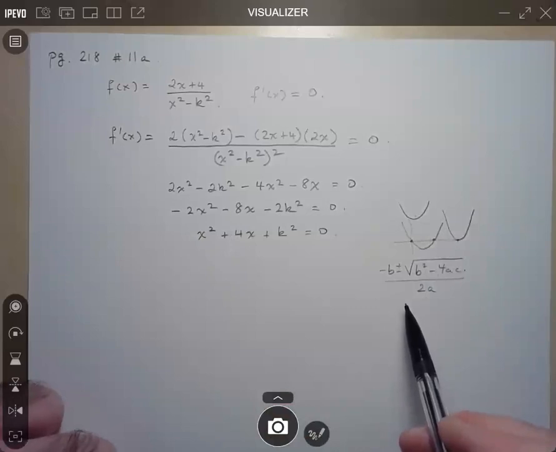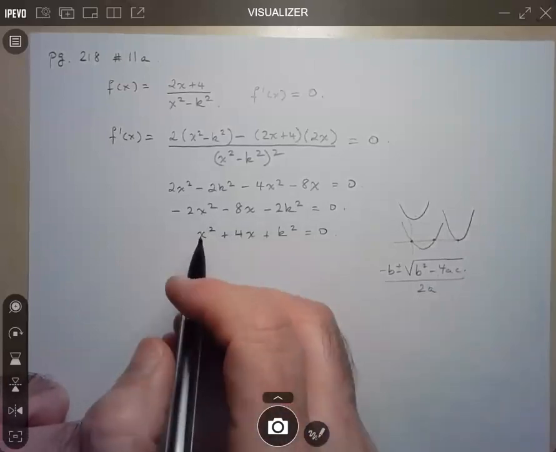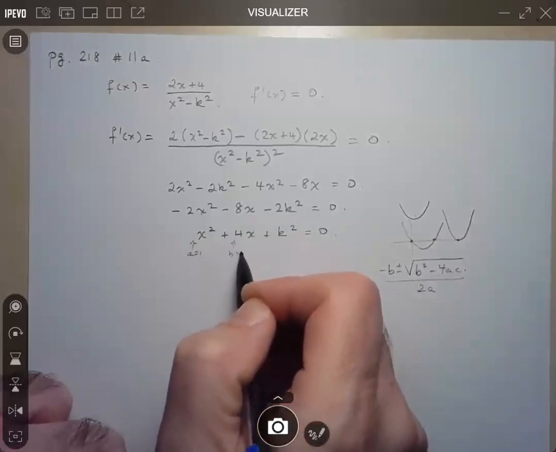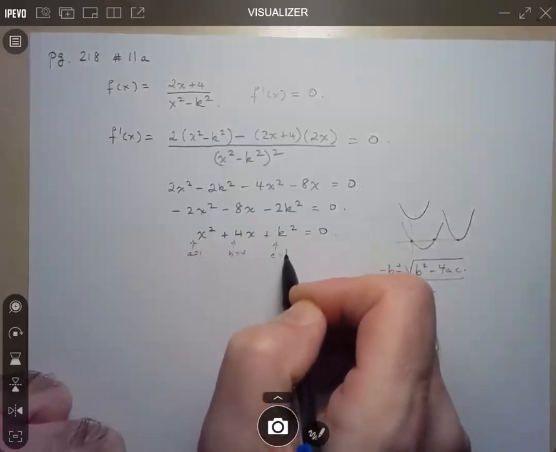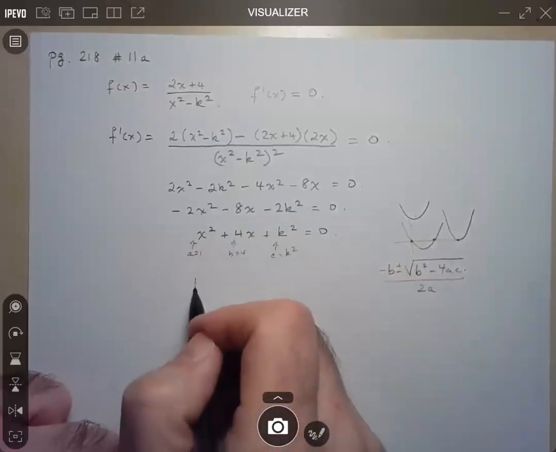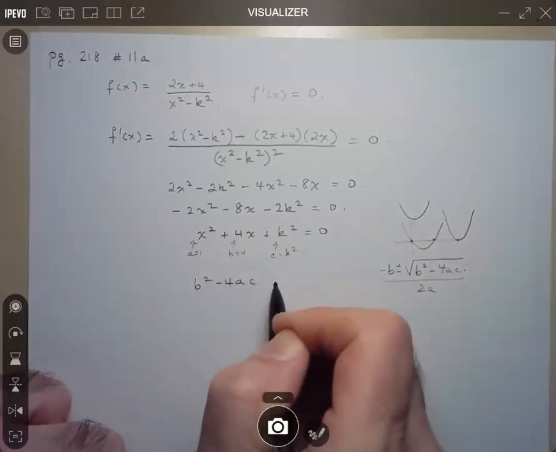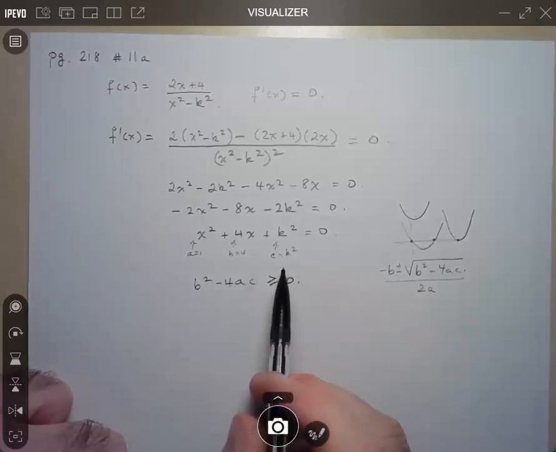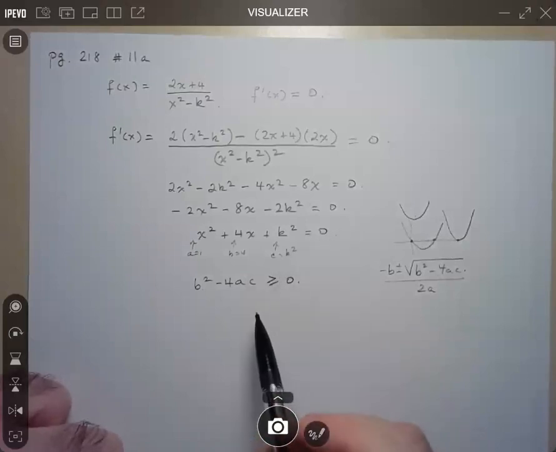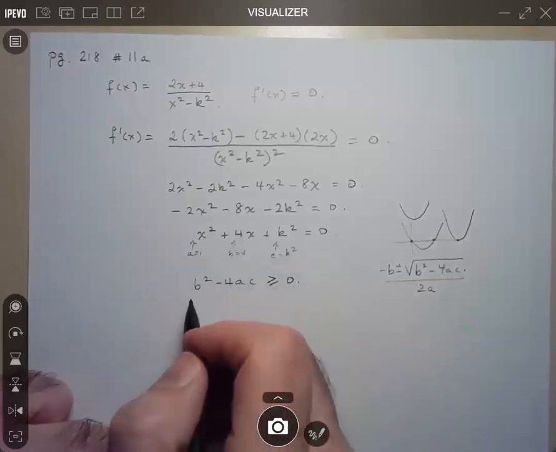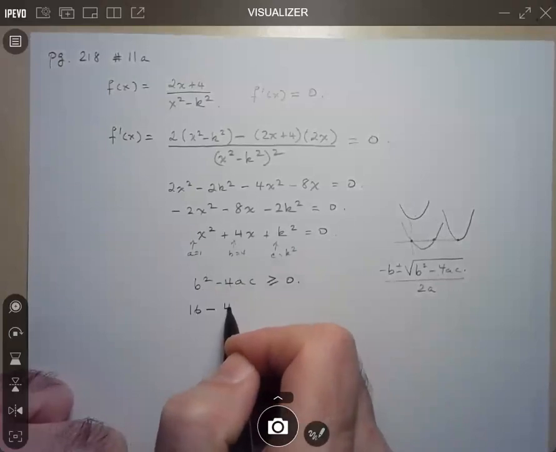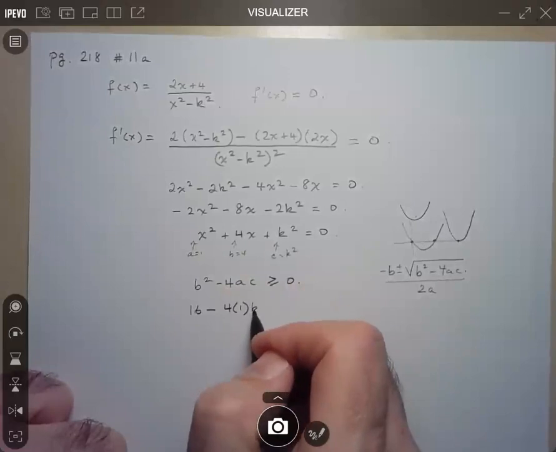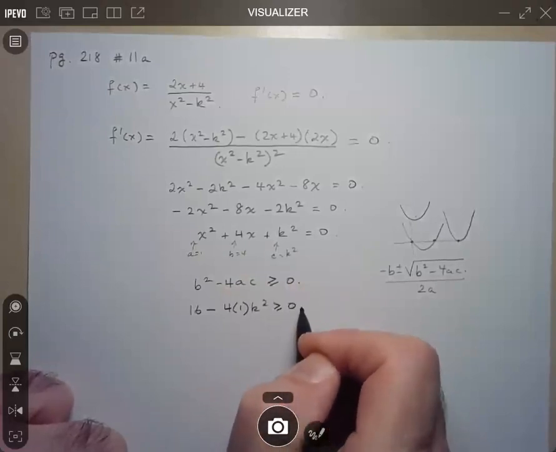So this is what we need to show. Think of this as a is 1, b is 4, and c is the k squared. We need to show that b squared minus 4ac has to be bigger than or equal to 0. It can be equal to 0 because it doesn't have to have 2 critical points. It needs to have at least 1. So what's b squared? Here we've got 16 minus 4 times your a value, which is just 1, and your c is k squared. This has to be greater than or equal to 0.